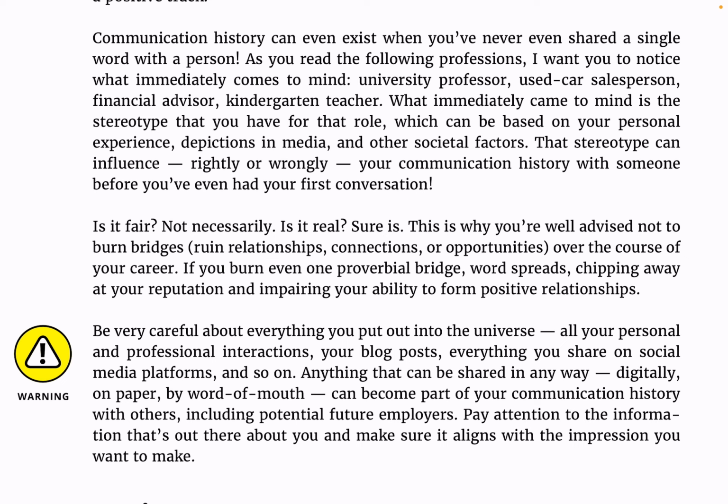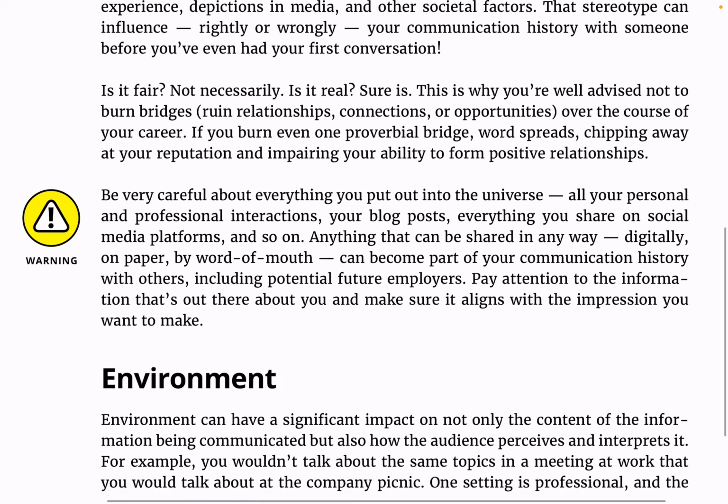All your personal and professional interactions, your blog posts, everything you share on social media platforms and so on, anything that can be shared in any way, digitally, on paper, by word of mouth, can become part of your communication history with others, including potential future employers. Pay attention to the information that's out there about you and make sure it aligns with the impression you want to make.